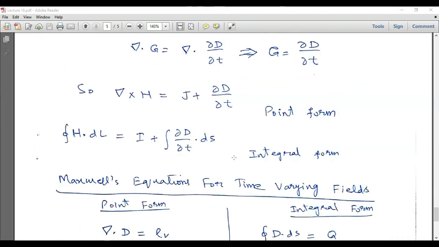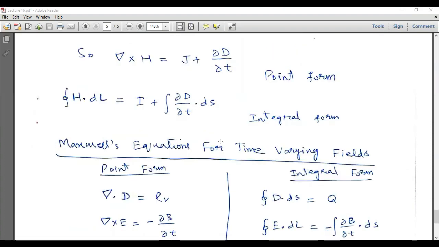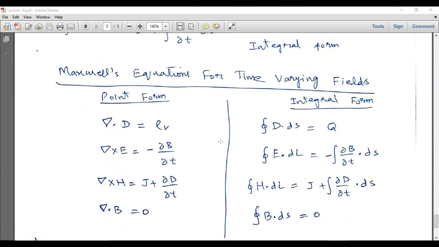And we can summarize all these four Maxwell's equations for time varying fields. And you can see that this is the first equation, second, third, and fourth. First and fourth equations will be the same for steady and time varying fields, but the second and third Maxwell's equations will be modified for time varying fields.